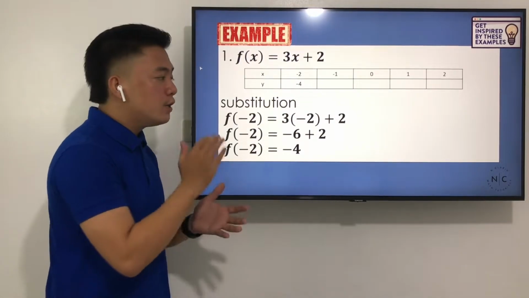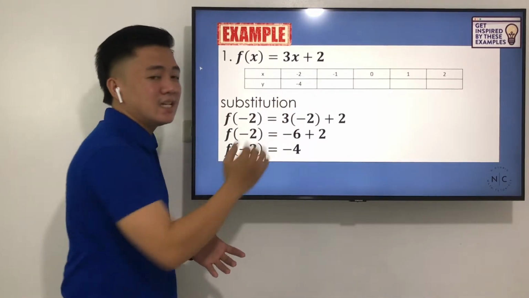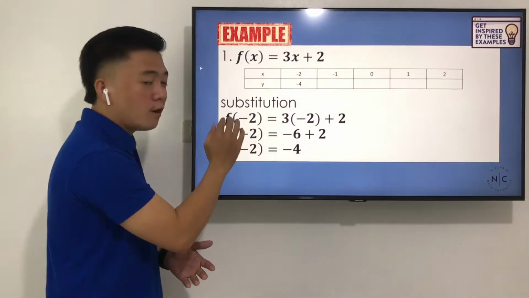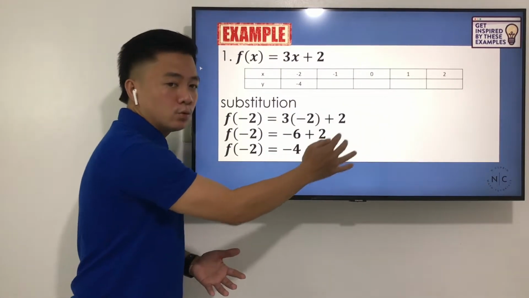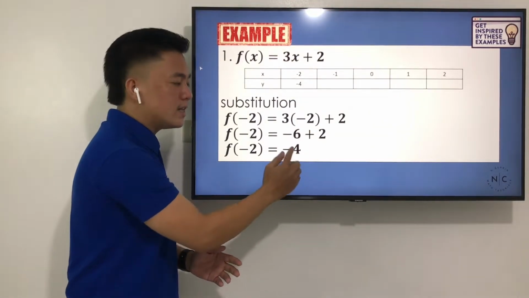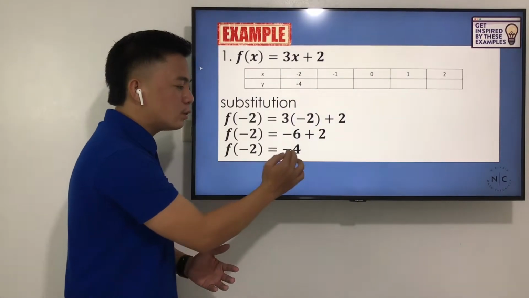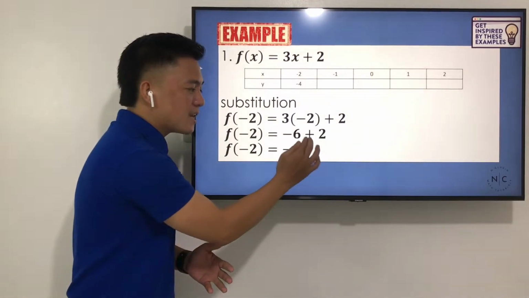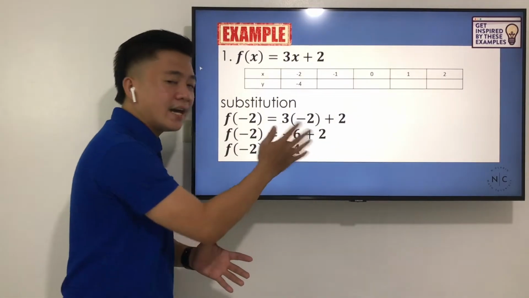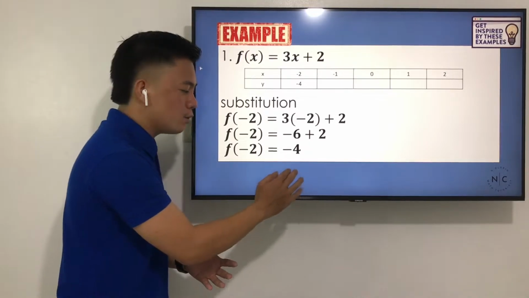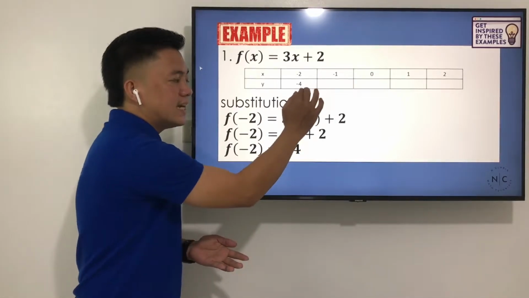Paano nga ba yan? Using substitution, so we will substitute yung value ng x natin. Gagamitin natin si negative 2. So, f of negative 2 is equal to 3. Yung x natin, papalitan natin na negative 2 plus 2. Next, 3 times negative 2 is negative 6 and then bring down 2. So, f of negative 2 is equal to negative 4. Bakit? Negative 6 plus 2, different sign, so we will subtract and then follow the sign of the higher number. So, which is negative. So, f of negative 2 is equal to negative 4. Kaya natin nakuha si negative 4.